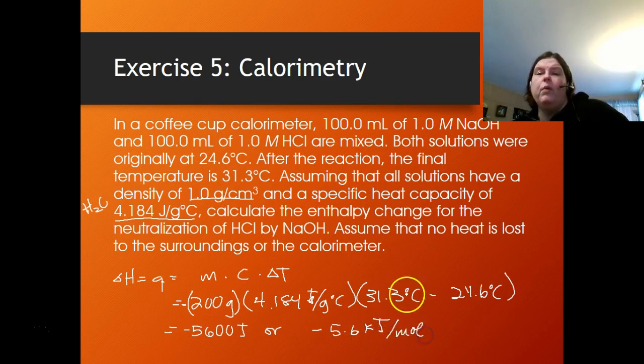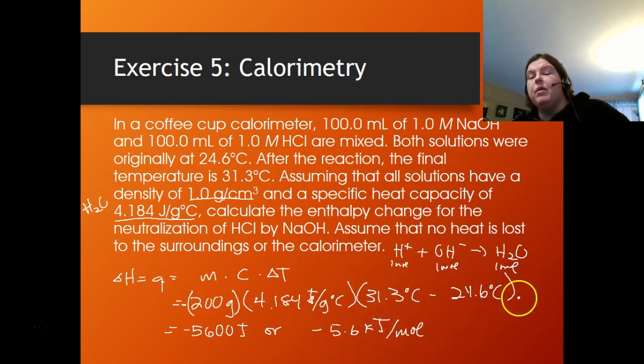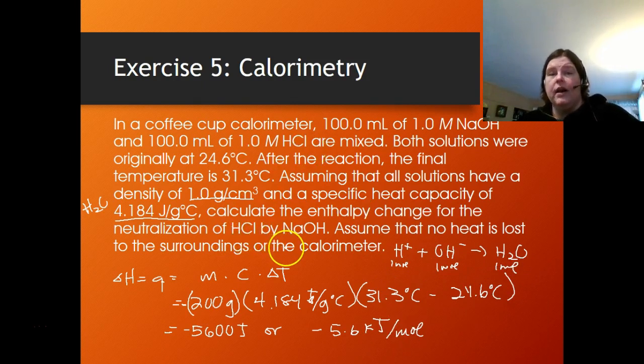How do I know per mole? Well, I have 1 molar of each of them. If I know anything about this reaction, I have H+ and OH- yielding H2O, and you will notice it's 1 mole of each of them. So everything I do is going to be 1 molar. So I get negative 5.6 kilojoules, and I can say per mole because I have 1 mole of each of the things reacting. Okay? Equal molar volumes.